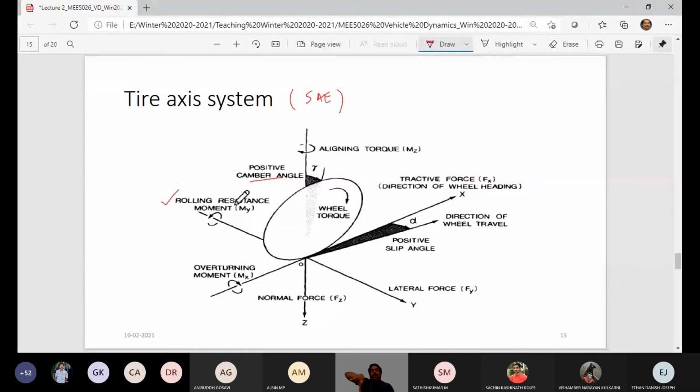You also have another coordinate system called the ISO coordinate system, which prefers to have it like that. So you should not get confused with this. There are literature and textbooks that follow the ISO coordinate system, and there are books that follow the SAE coordinate system. We are going to look at the SAE coordinate system most of the time in our study, right? So this is a very important tire axis system. And this axis system, where is it fixed? It is fixed in the tire-road interaction at the contact patch center, say.